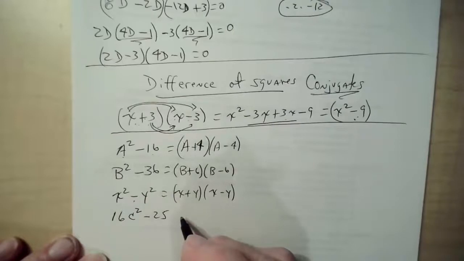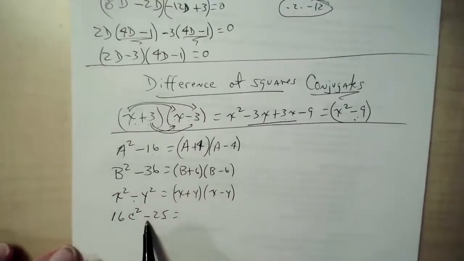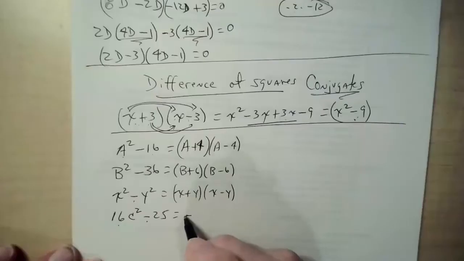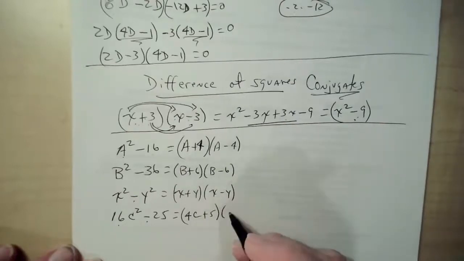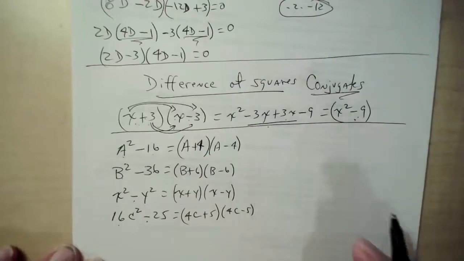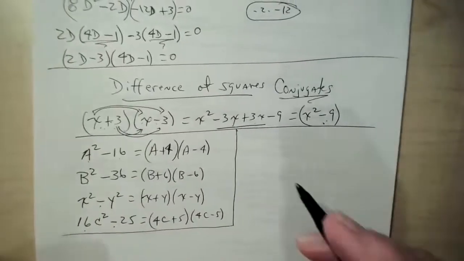16c squared minus 25. Are these two perfect squares? And is it the difference? Yes. This is a perfect square here, and this is a perfect square. What is the square root of this? 4c plus 5 and 4c minus 5. Tell you what, let's take a minute and talk about square roots.